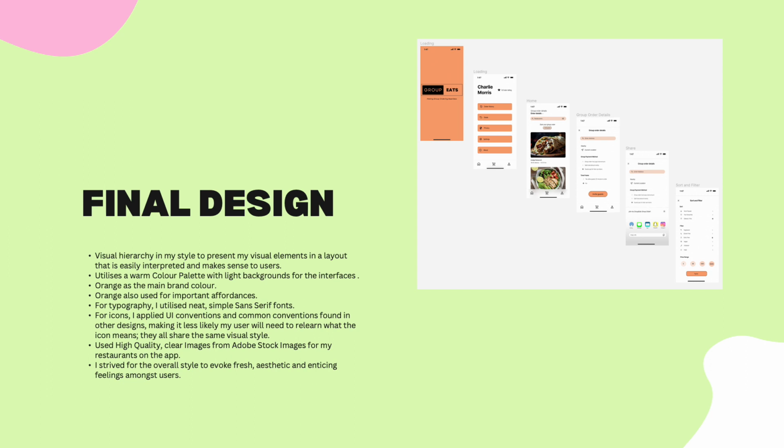I ideated different color palettes and decided on warm tones with light backgrounds for the interfaces. I developed a logo and decided on orange as the main brand color. I also used this orange color for important affordances to apply visual hierarchy. For typography, I utilized neat, simple sans serif fonts, and for icons, I applied UI conventions and common conventions found in other designs, making it less likely my users needed to relearn what the icon actually meant. They all share the same visual style.